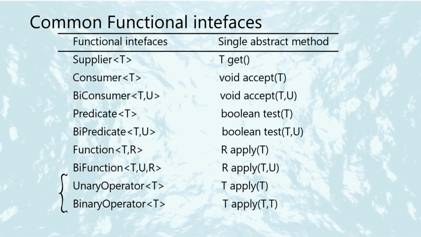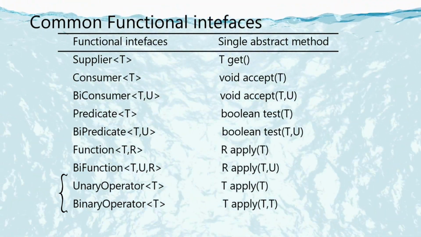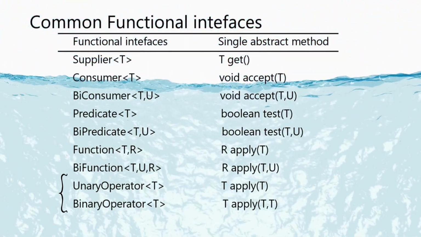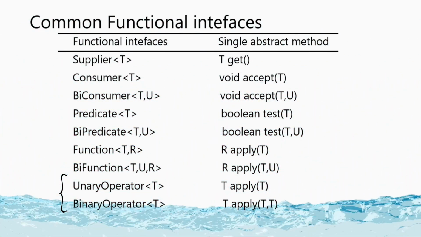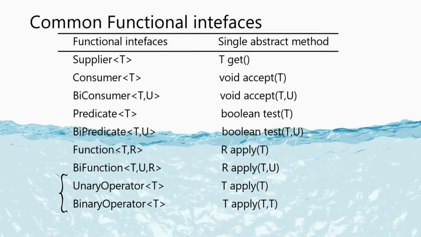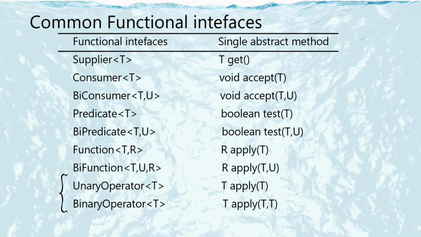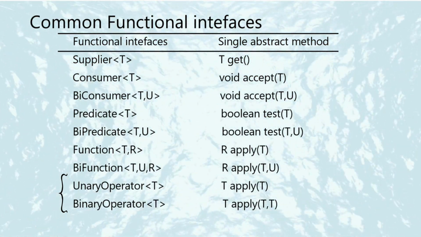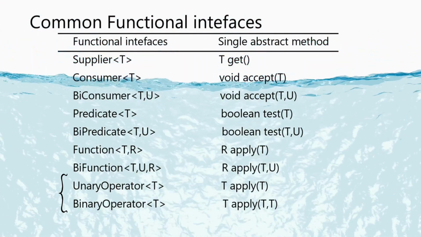And finally, UnaryOperator and BinaryOperator are very similar to Function and BiFunction, only they return the same type as the input. For example, a UnaryOperator can be an operator that flips a string from uppercase to lowercase. And again, we have the one parameter processing handled by UnaryOperator and two parameters by BinaryOperator.